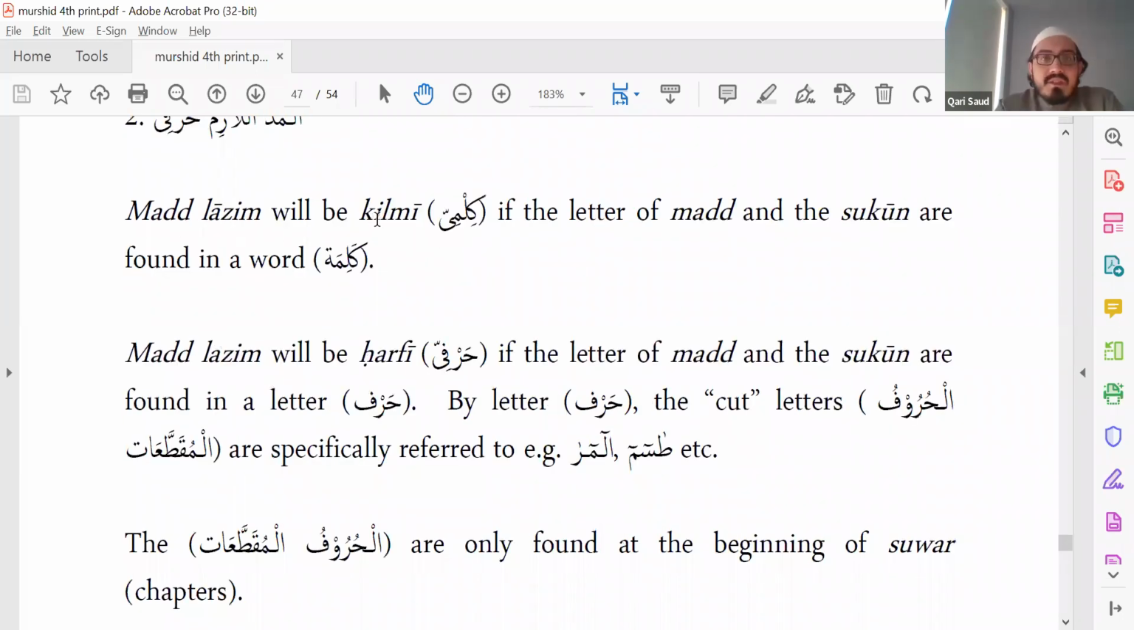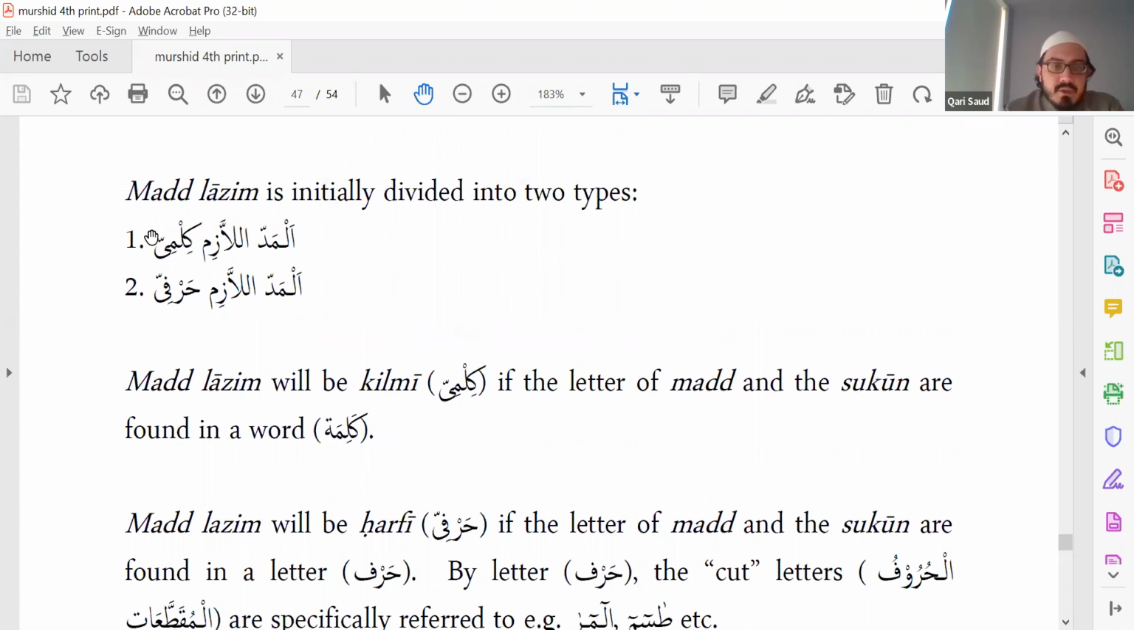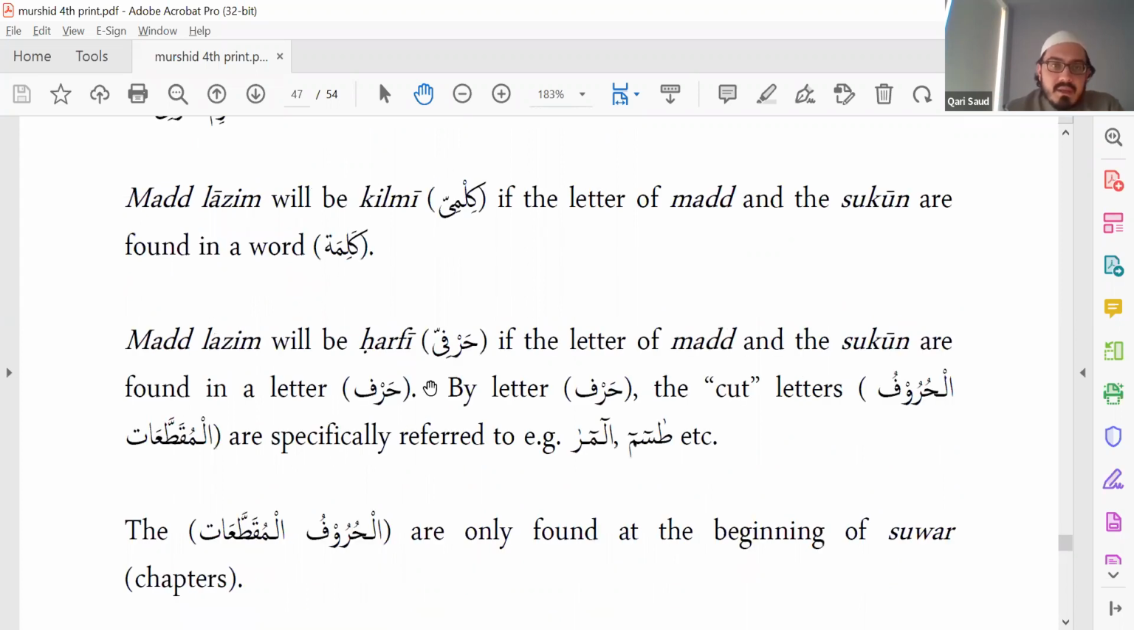So mad lazim will be kilmi if the letter of mad and the sukoon are found in a word, okay? Kalima. And mad lazim will be harfi if the letter of mad and the sukoon are found in a letter, a harf. Okay, so I don't know what I said before, but this is a letter and this is a word, okay? So a word and a letter.